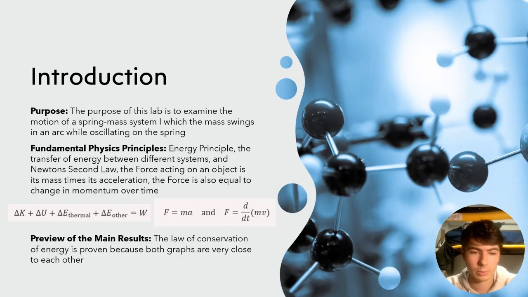So the purpose of this lab is to examine a spring mass system in which the mass swings in an arc while oscillating on the spring. Some fundamental physics principles used in this lab is the energy principle, which is the transfer of energy between different systems, which can be expressed as delta K plus delta U plus delta E thermal plus delta E other, whatever energies there are, is equal to work.